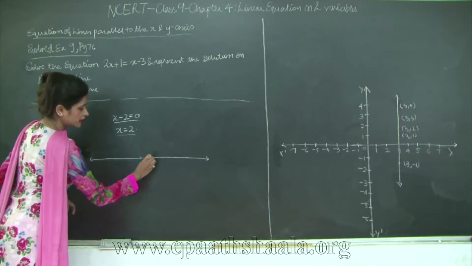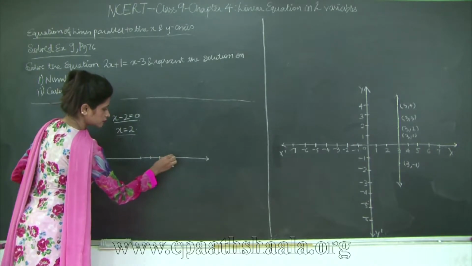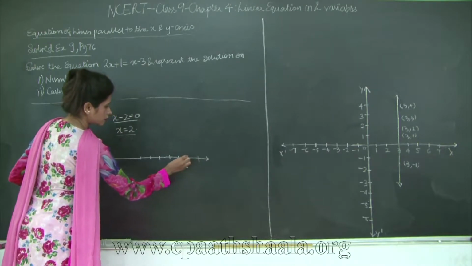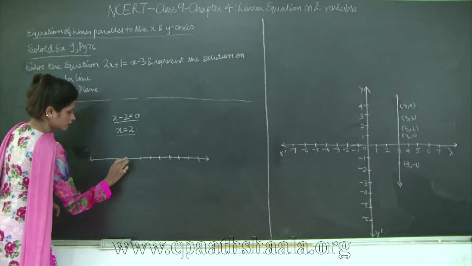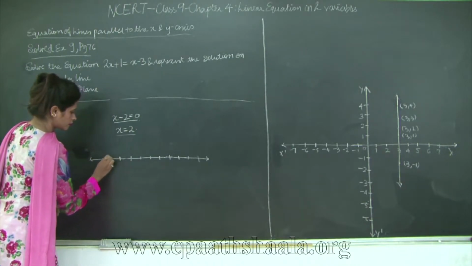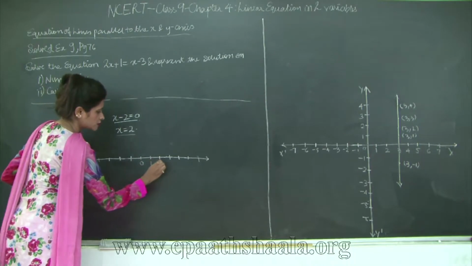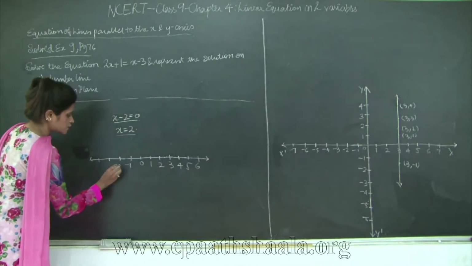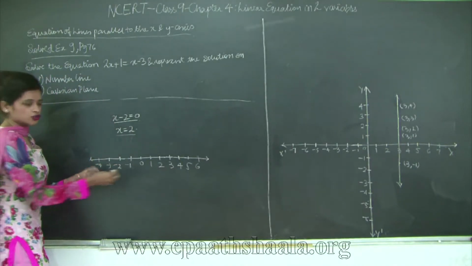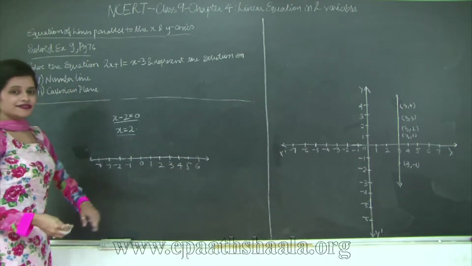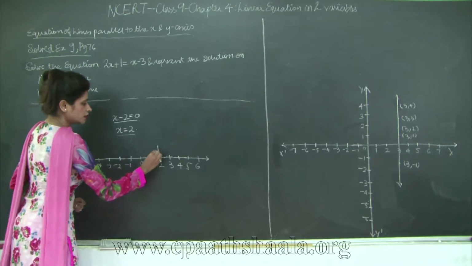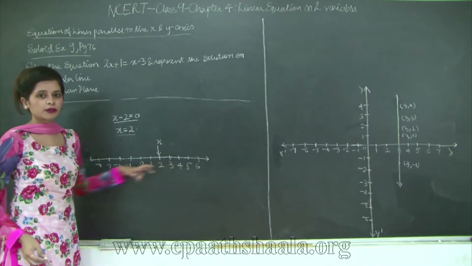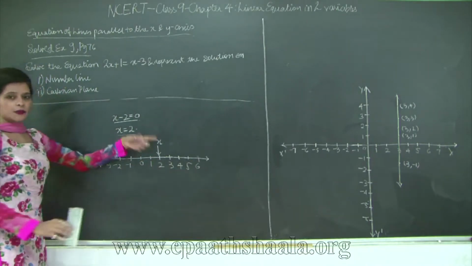So suppose this is my number line, let's say 0, 1, 2, 3, 4, 5, 6, minus 1, minus 2, minus 3, minus 4 and so on. So this line is going to extend indefinitely in both directions. So x is equal to 2, x is here. So linear equations in one variable are just going to have one unique solution which can be plotted on a number line.